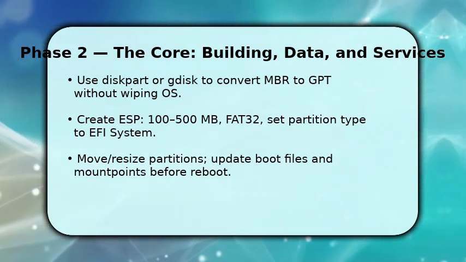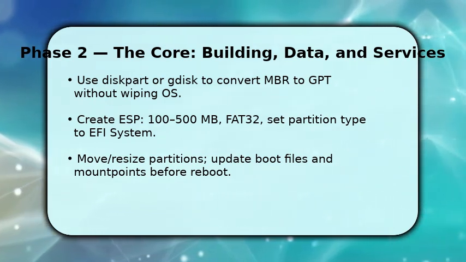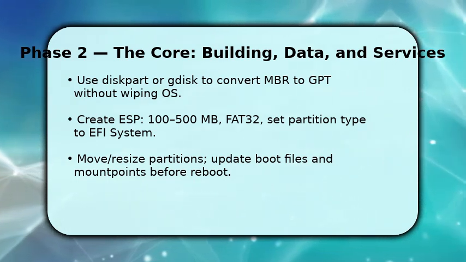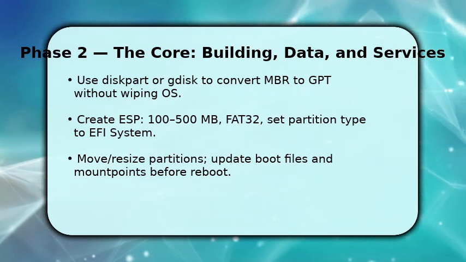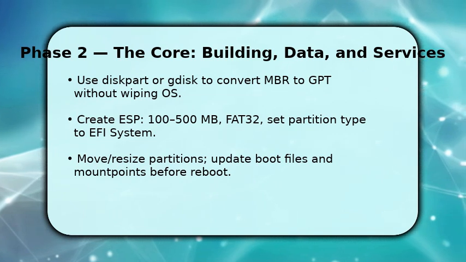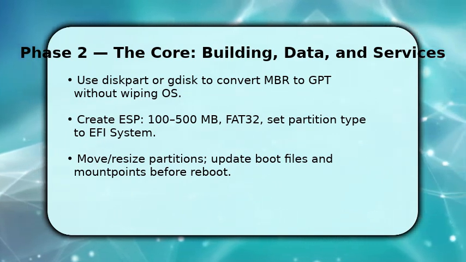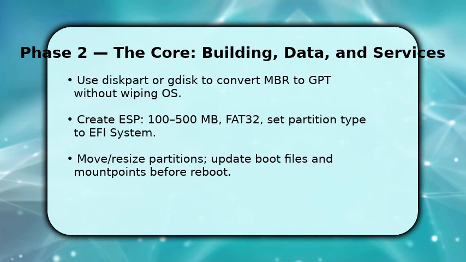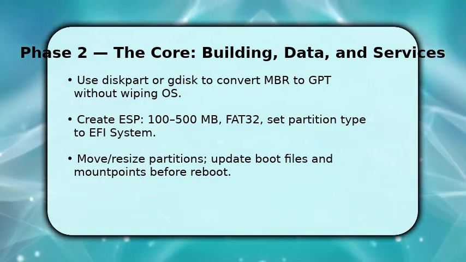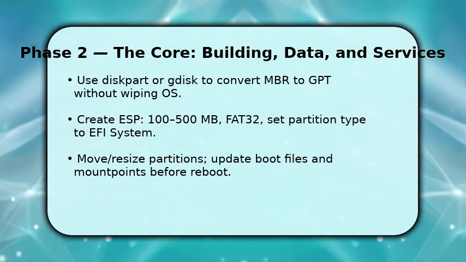First, shrink or move partitions as needed to free space for a 100-500 MB FAT32 EFI system partition. Once created and flagged as an ESP, format it FAT32 and assign a drive letter. Then copy or recreate EFI boot files using bcdboot on Windows, or install an EFI loader for Linux. Make sure to update partition GUID and mount points.